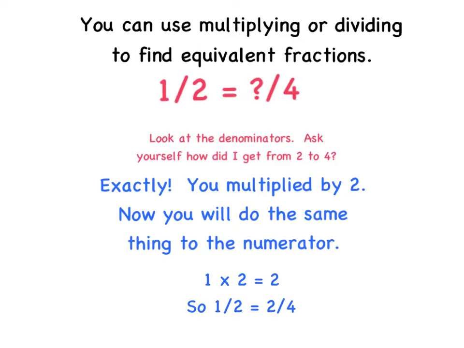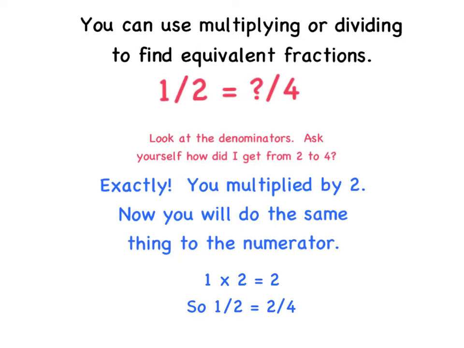For example, 1/2 is equivalent to some number of fourths. We need to find that missing number. Look at the denominators. I have a 2 and a 4. Ask yourself, how did I get from 2 to 4? Exactly, you multiplied by 2. Now you will do the same thing to the numerator. So 1 times 2 is equal to 2, which means that 1/2 is equivalent to 2/4.